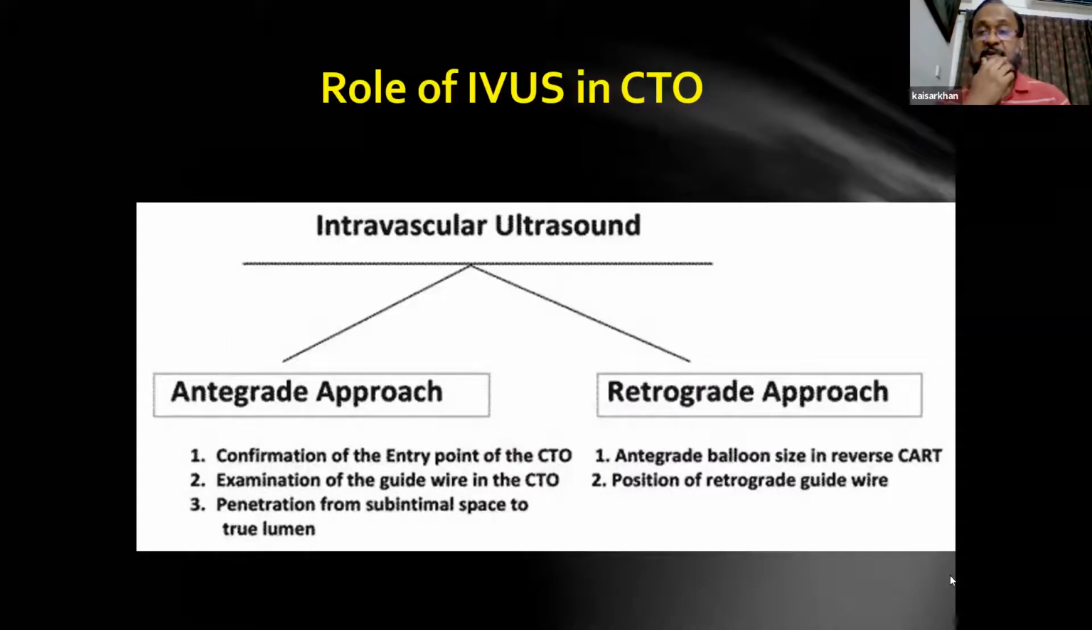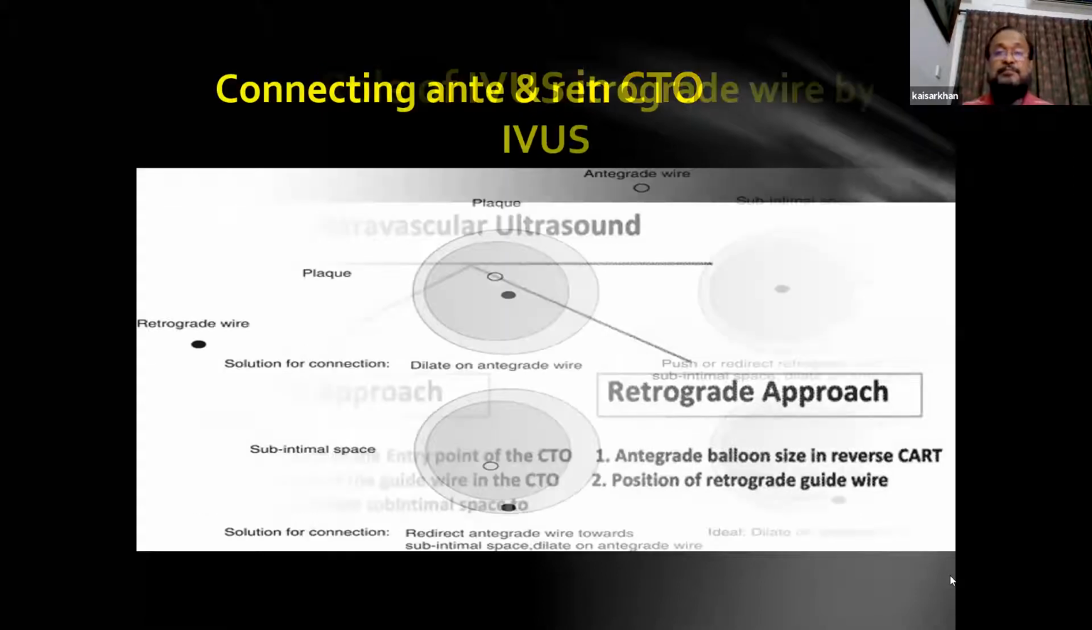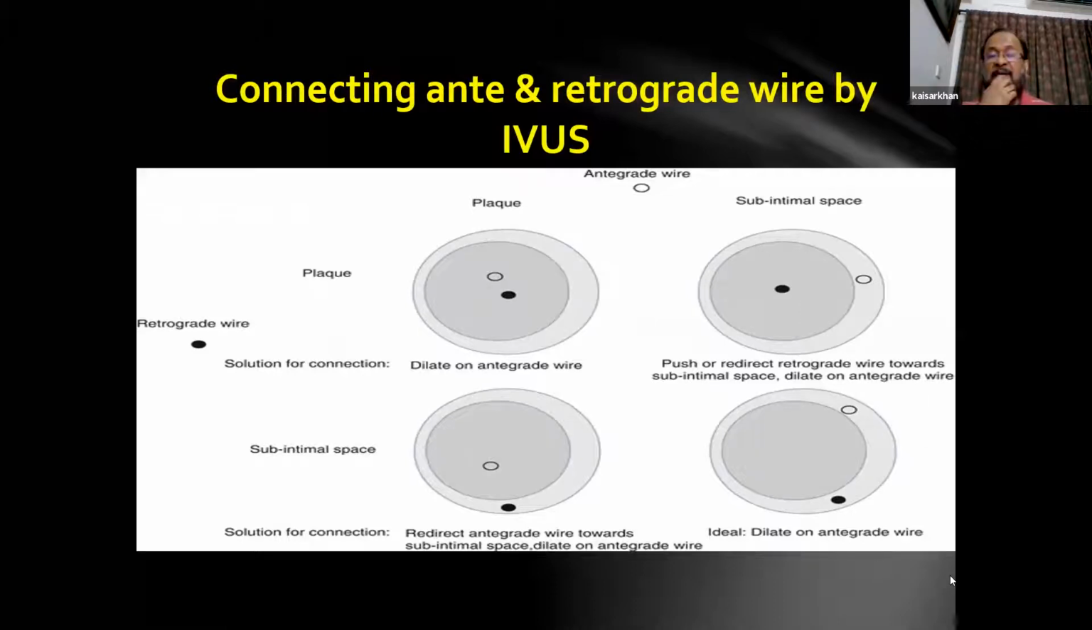And another very important instrument is IVUS, especially in retrograde approach. You have to see the size of the balloon during reverse cut, and also sometimes when you can't connect the retrograde and antegrade wire, to know the position of the retrograde wire, you can use IVUS over the antegrade wire for retrograde approach.